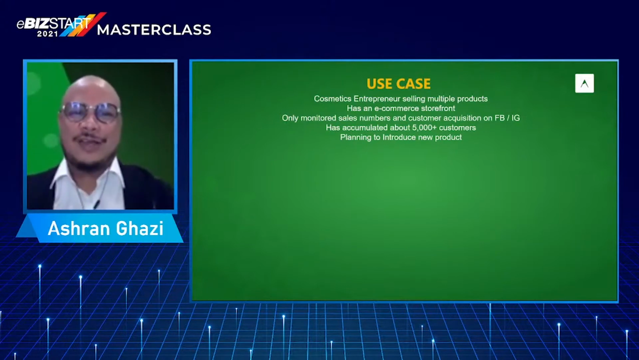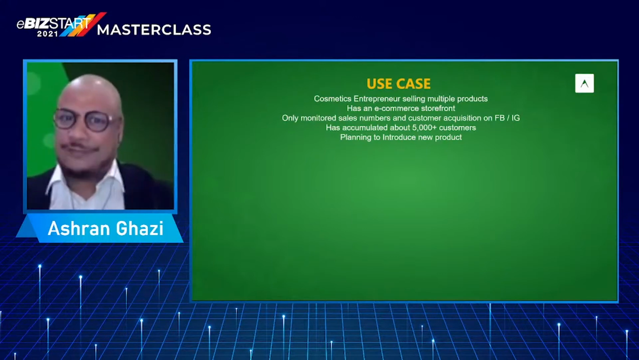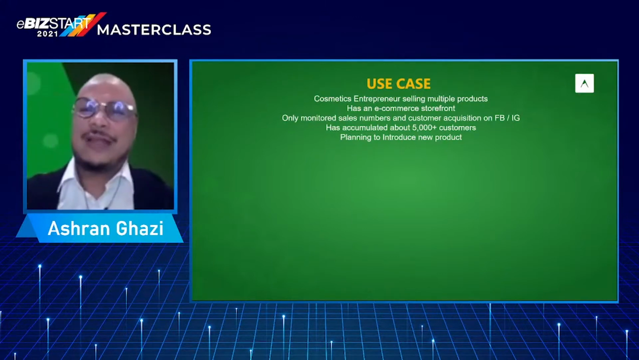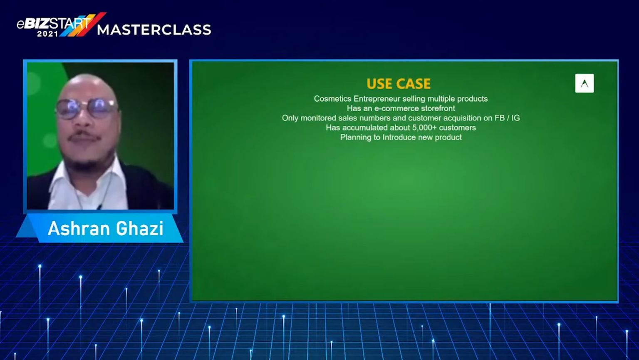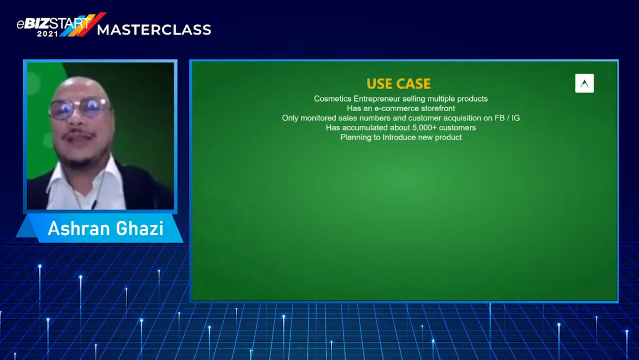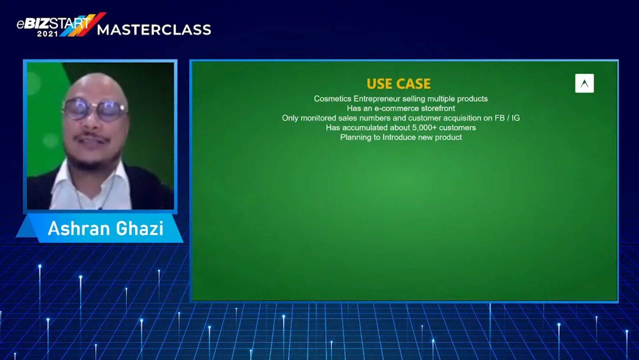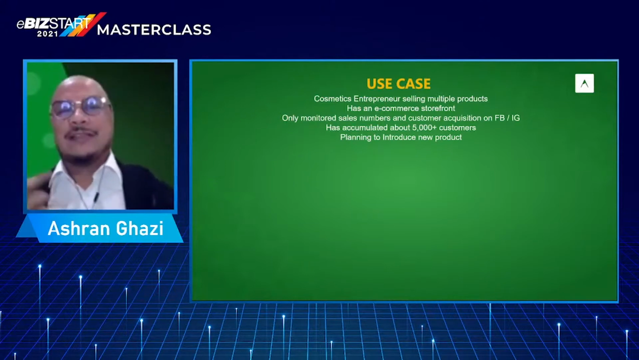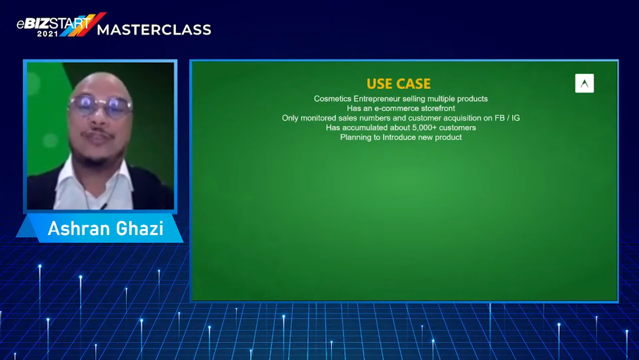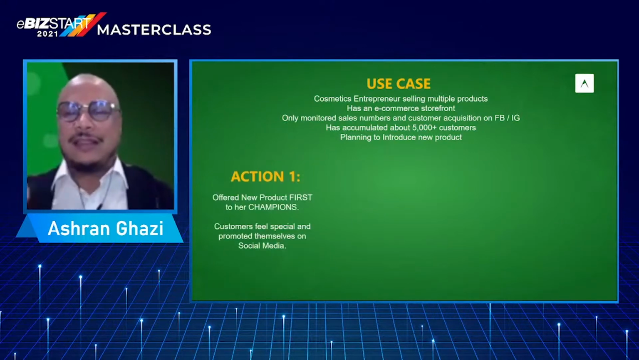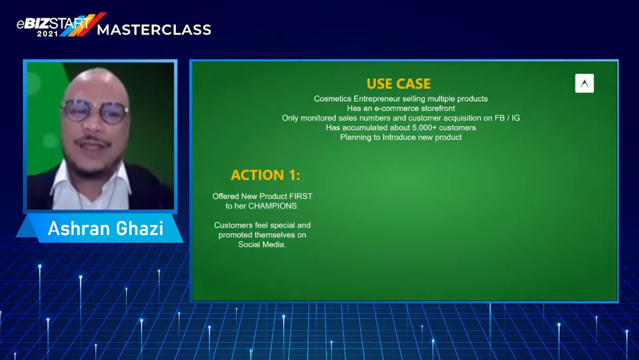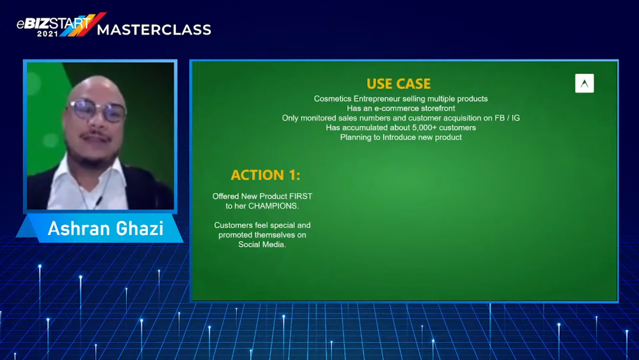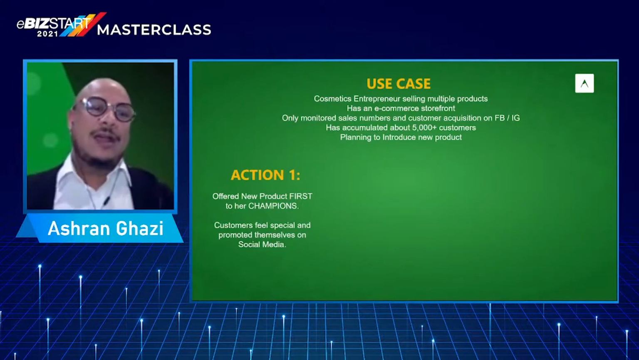The behavior of this entrepreneur, like most people, is focused on looking at the sales, which is good, and focusing on customer acquisition, also good. But they've taken for granted what to do with the 5,000 customers that they have accumulated over the course of their business. And they're at a stage where they're planning to introduce a new product. So once we'd done that segmentation for them, these are some of the things they did. Number 1, right?